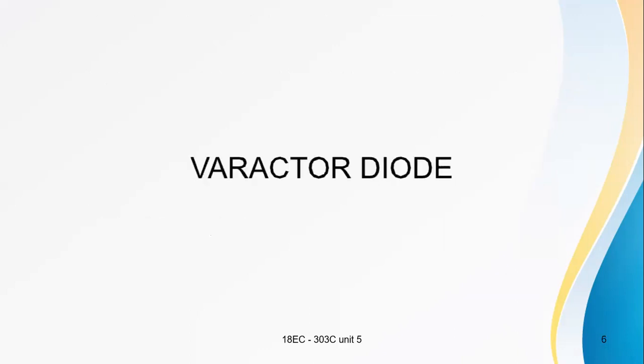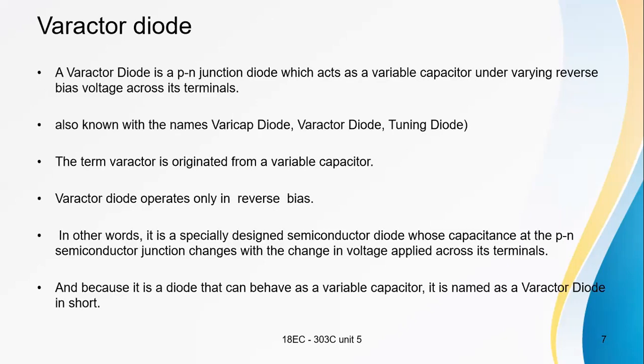Now we will discuss the varactor diode. See the name, it is a type of diode. That means it has two terminals, and the other word is varactor. A varactor diode is a PN junction diode. It acts as a variable capacitor under reverse bias condition. It is a diode, varactor diode. Diode means with two terminals, and there is one PN junction, right?